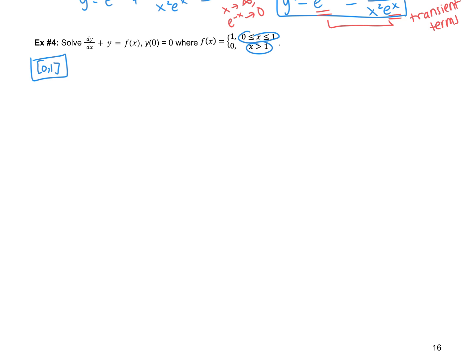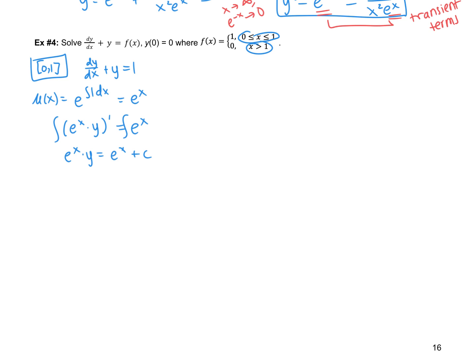Writing our equation then, we get dy/dx + y is equal to 1. Our integrating factor is e to the integral of 1 dx, which is just e^x. When we multiply both sides by e^x, the left side is going to be the derivative of the product of e^x times y, and the right side will just be e^x. Integrating, we get e^x times y is equal to e^x + c.